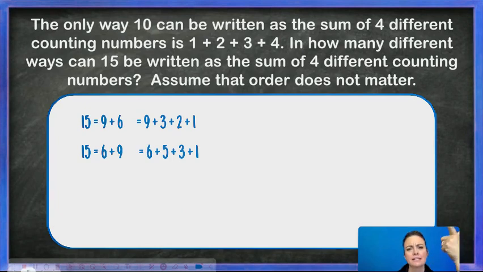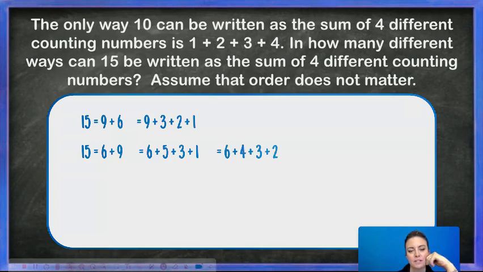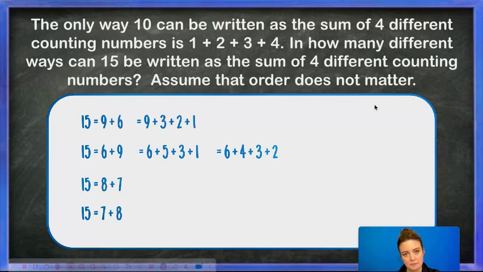All right, start with 6 again. What other 3 digits, okay, we can't just switch the orders of 5, 3, and 1, but what other 3 digits could get us to 9 if we have a 6? Did you come up with 4 plus 3 plus 2? Yeah, all right. So far we've come up with 3 different ways. So what's another 2-digit sum that would make 15? 8 plus 7 or 7 plus 8.